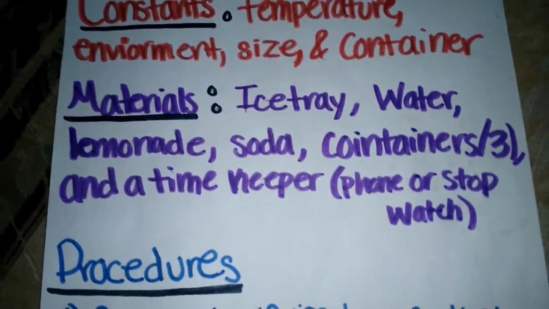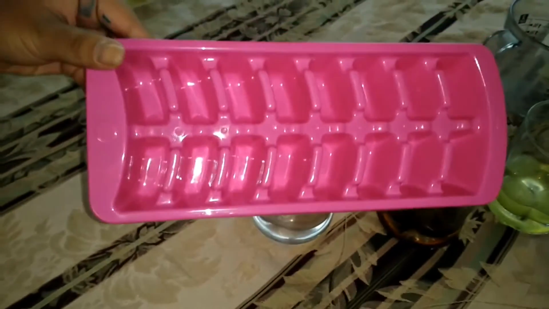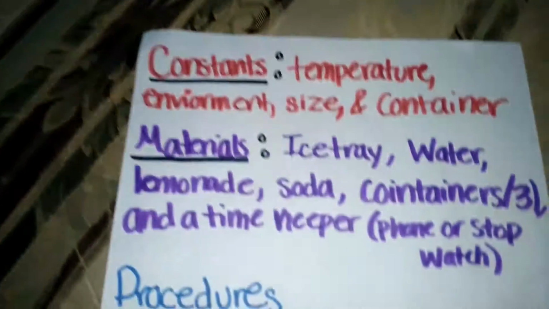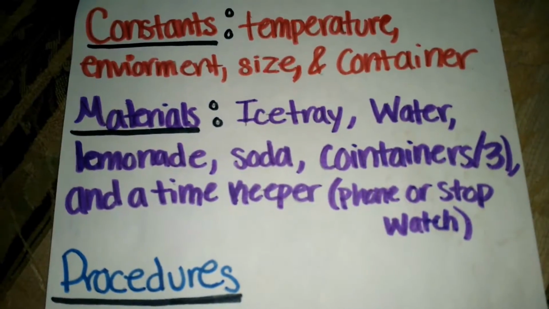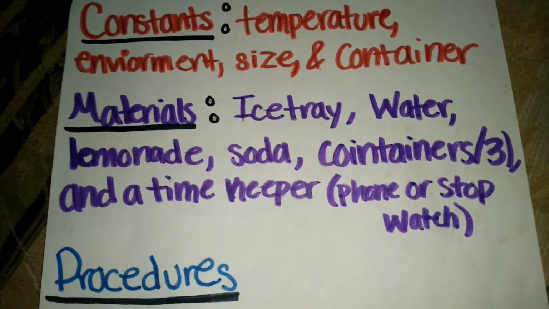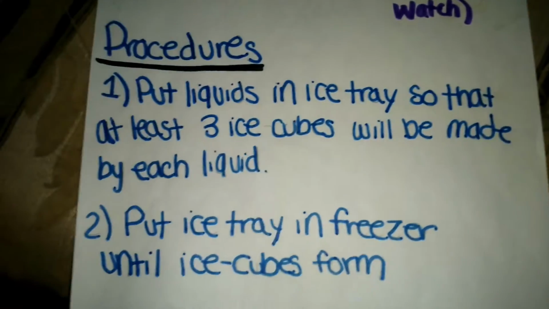The materials we're using are the ice tray. We're using the same pink ice tray that we put the ice cubes in. We have water, lemonade, soda, and again the container. And we also have a timekeeper. This can be either a phone or a stopwatch. We're using a phone.